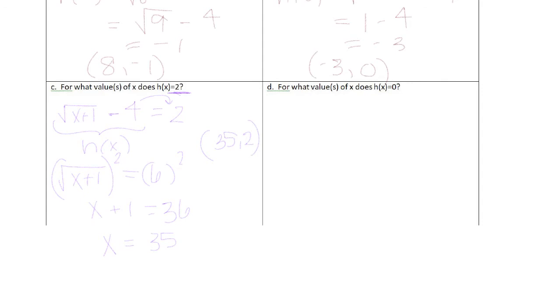Now the same idea over here on the other side. Again, we're going to take the square root of x plus 1 minus 4, and we're going to set that equal to 0. So we would need to add 4 over. And so that's going to give us, let's see, we need to square both sides. And so we would have x plus 1 is equal to 16, so x is 15. So the ordered pair that we found is (15, 0).